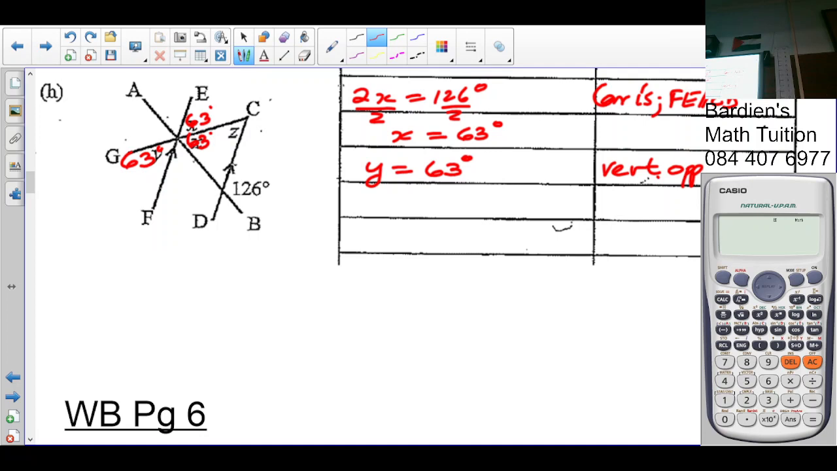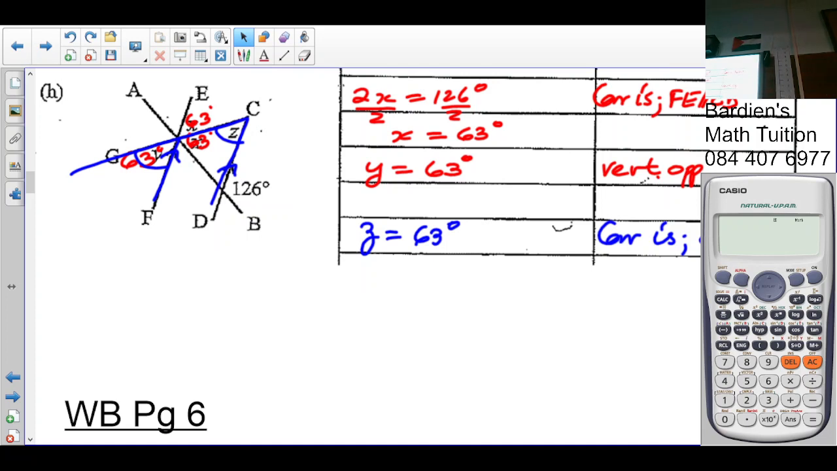And Z? Can you see that F being formed now? It's going this way again. That angle is equal to that angle, and these lines are parallel. Can you see? So we say that Z is equal to 63 degrees. It's corresponding angles with CD being parallel to EF.